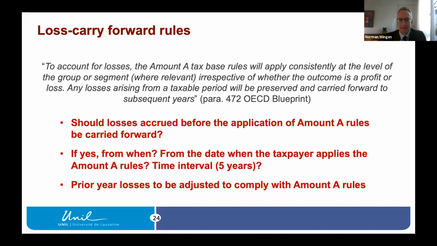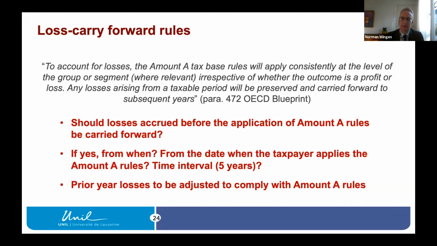So my comment is really that the consideration of losses is contemplated under Amount A, and that's one of the big advantages of Amount A compared, for example, to the unilateral DSTs, because Amount A is really a net tax basis, a taxation on a net basis. So once Amount A is established, maybe I just take a step back and explain how it is envisaged to consider losses.